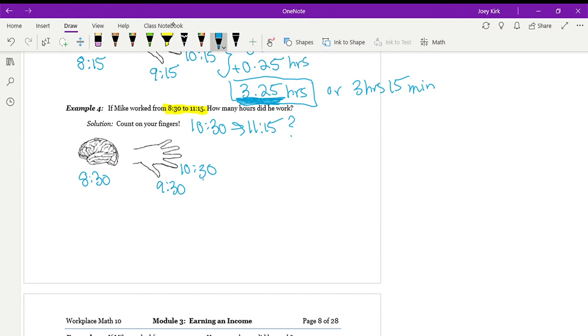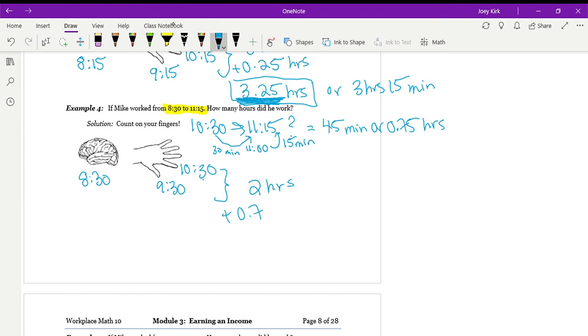Okay. Well, we know from 10:30 till 11 is going to be 30 minutes. And from 11 to 11:15, that's 15 minutes. So that is equal to a total of 45 minutes or 0.75 hours. And that's what you're going to add. So here, you've got 2 hours for sure. And then you're going to add 0.75 hours, okay, which gives you a total of 2 hours.